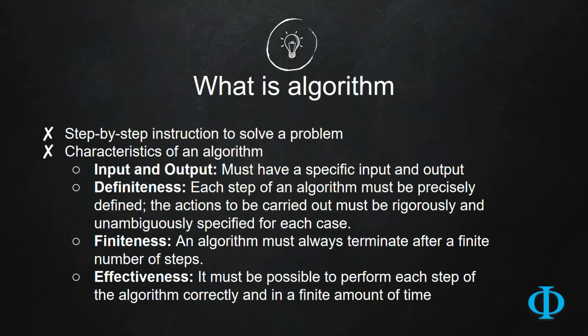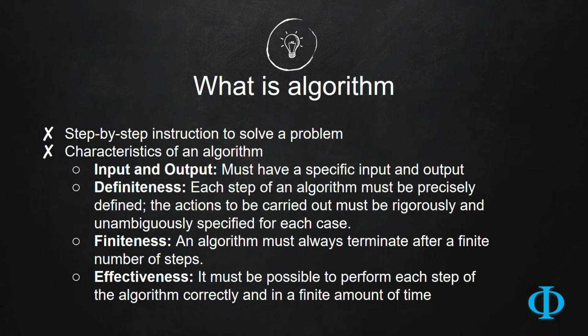For example, let's say you want to solve some mathematical problem. And if you do not have any type of number in your hand as your input, can you do anything? No, right? So that's the same thing in an algorithm.